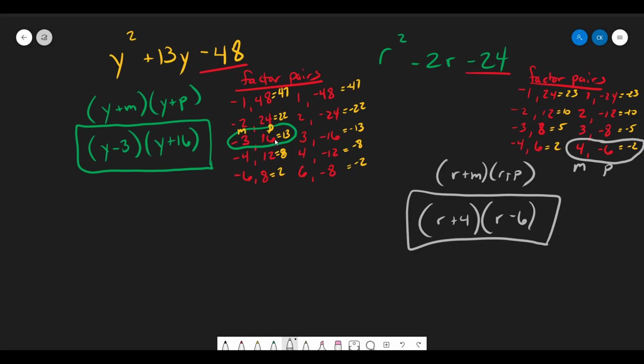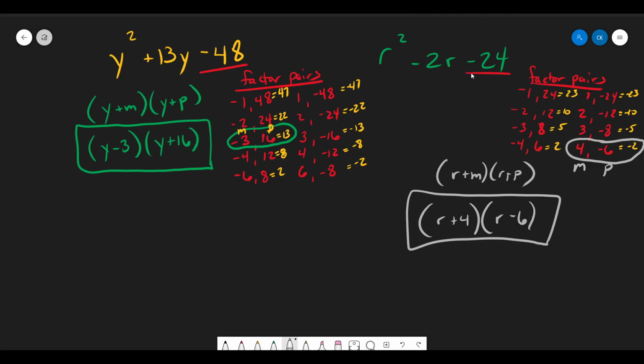Okay, so for these two problems, for the first one, we should have gotten y minus 3, y plus 16. When we do our factor pairs of -48, there are a good amount of them. But if we list them all out, we realize that the factor pair that multiplies to get -48 and adds to get +13 will be -3 and +16. So my -3 is my m, that's why it's -3, and my 16 is my p, so it's +16.